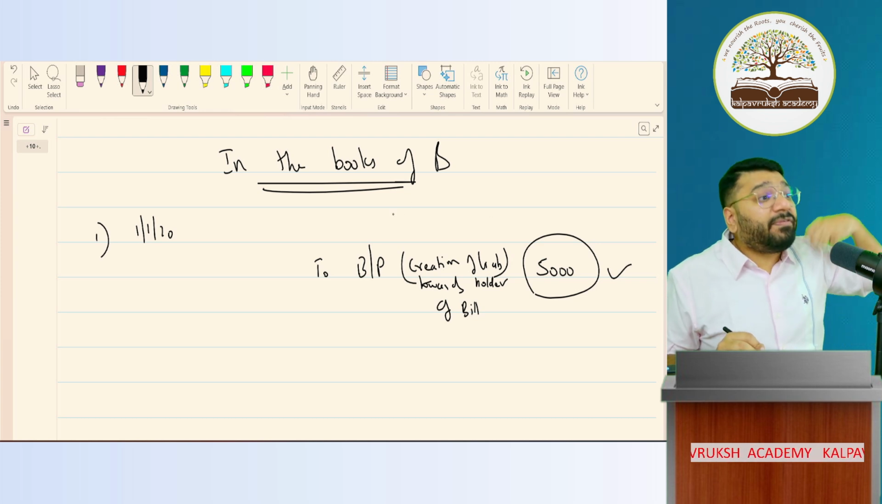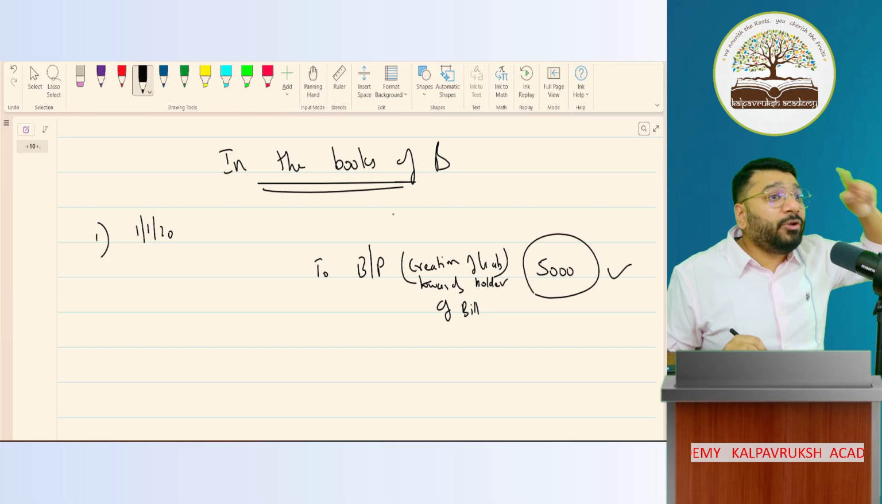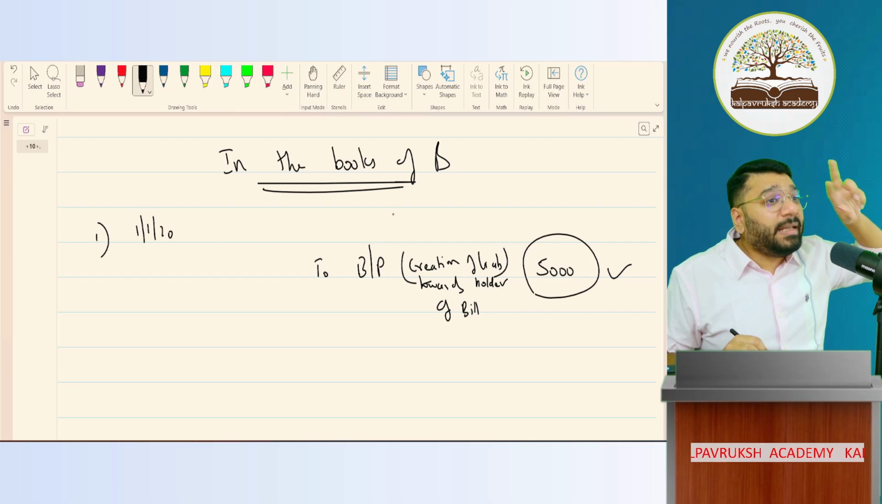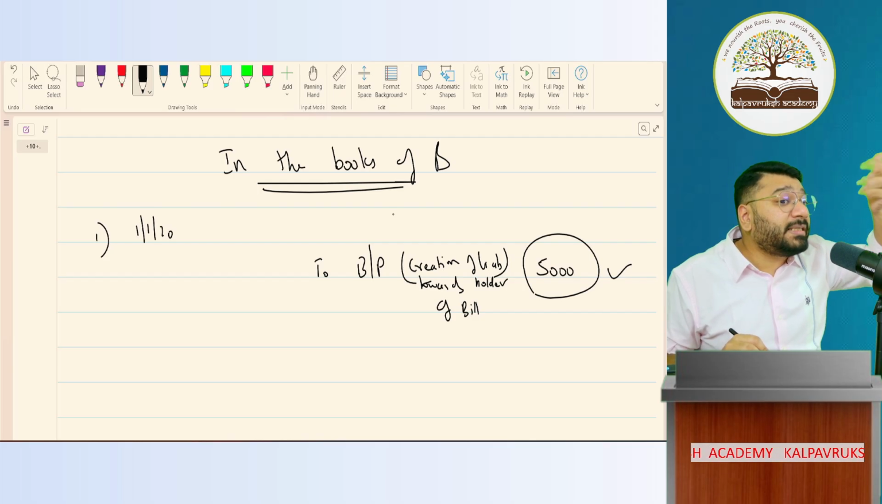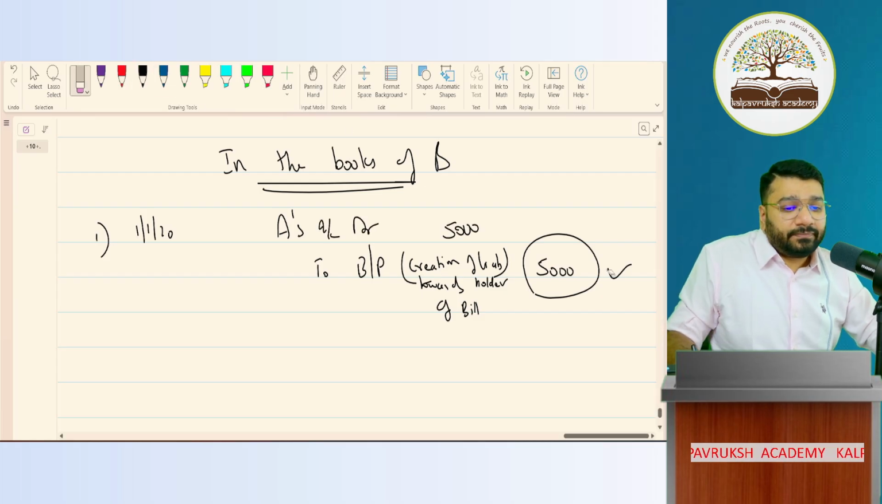You recover this money from whom? A. When? In future. Anything that you recover in future is asset. Asset is what balance? As per modern rule, debit balance. I mean, as per any rule, asset is debit balance. To increase asset or create asset, what will we do? Debit. So A's account debit, how much? 5,000 rupees. Any problem here?